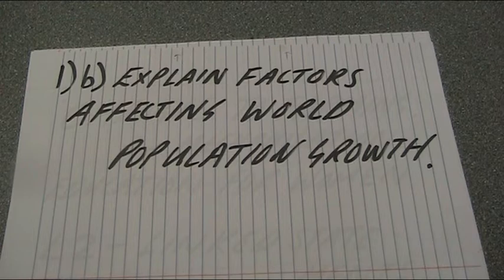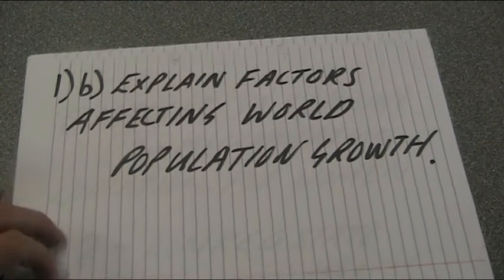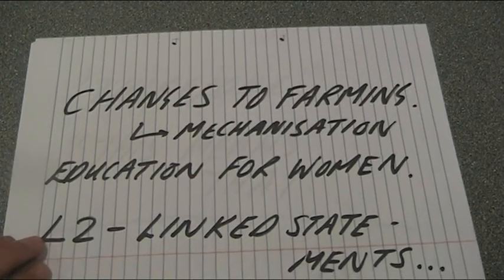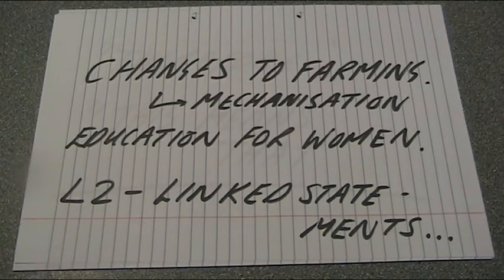Okay, now this next question said that you basically needed to explain the factors that affect population growth, and you had a choice of 3 different things that you could pick from. Now the 2 easiest things to pick from, in my opinion, were changes to farming, okay, and education for women. And most of you picked these 2 options. So you either picked changes to farming or you picked education for women, which is fantastic.